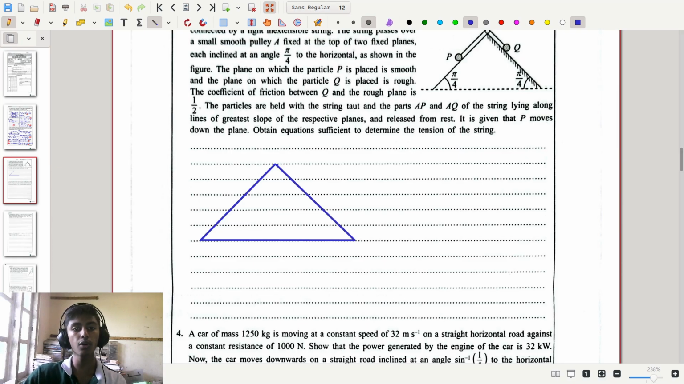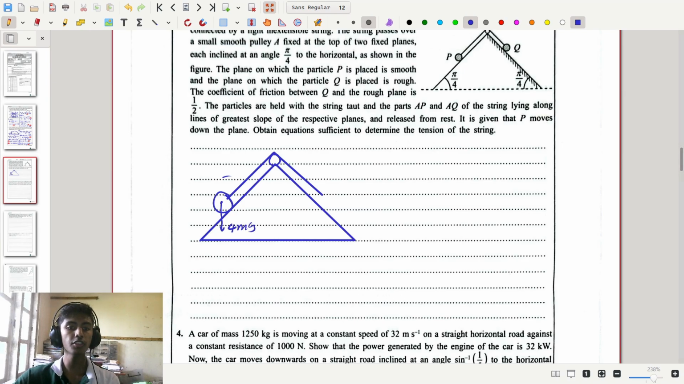So if we just draw, we have a particle on this slope which has a string connected going up like this. On the other side also we have a particle connected with the same string. At the top we have a pulley which I don't really need to mark, but I'll mark it. On this side, the particle P has a mass of 4m, so I'm going to start marking forces with a downward gravitational force of 4mg.